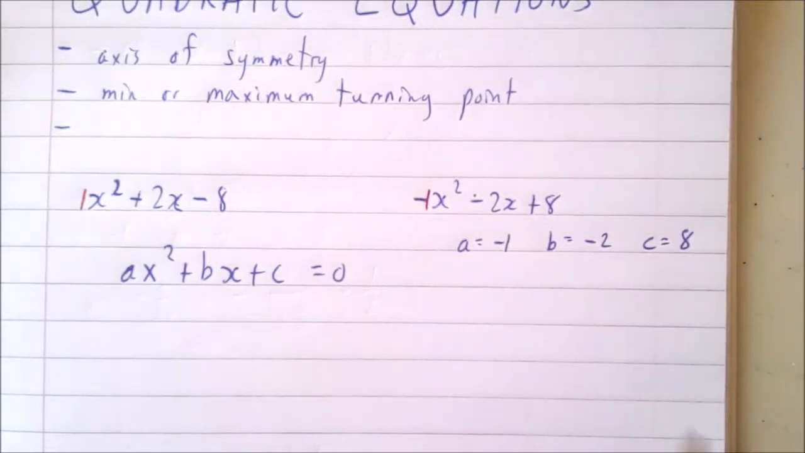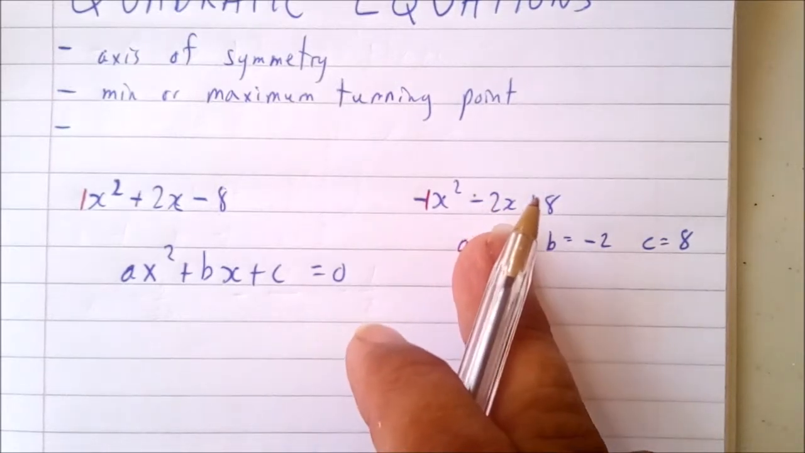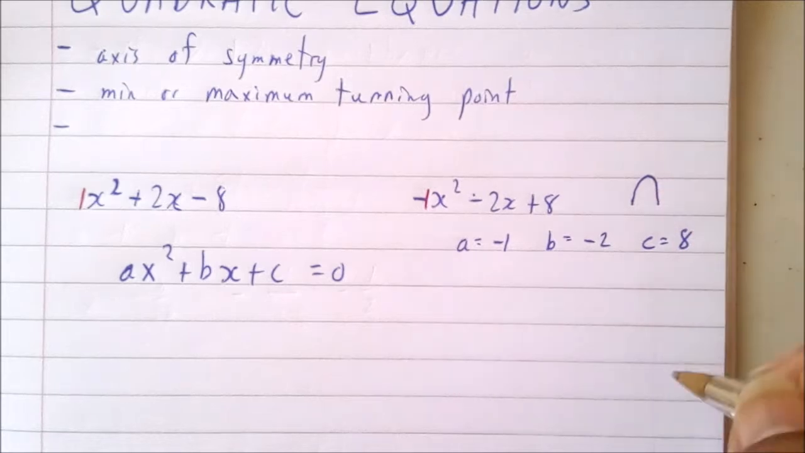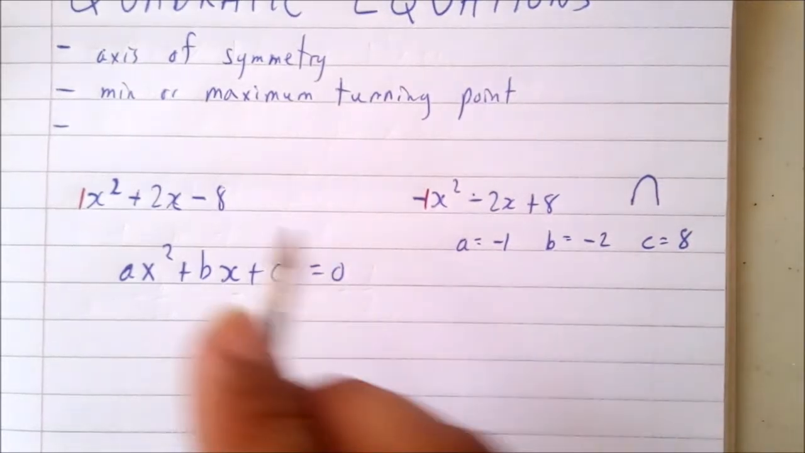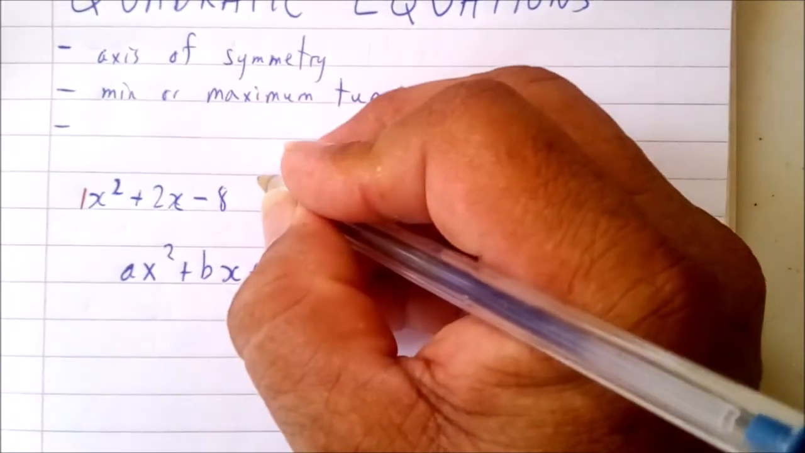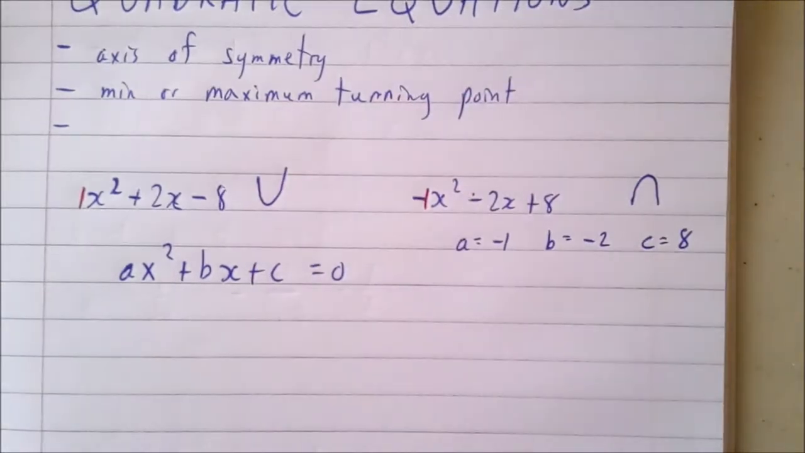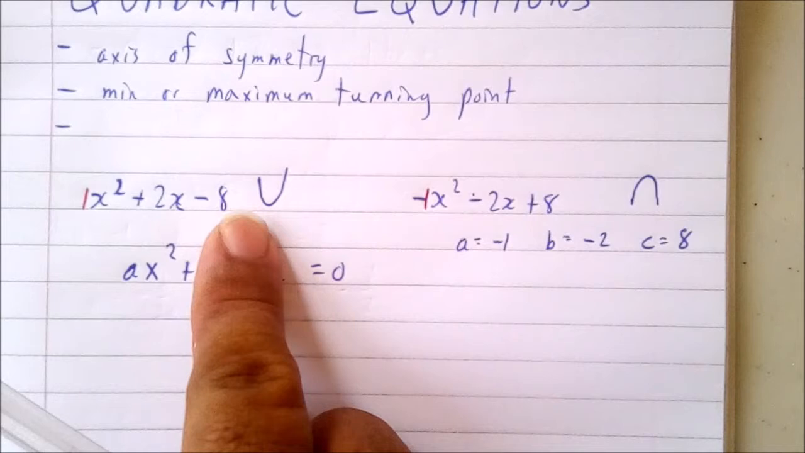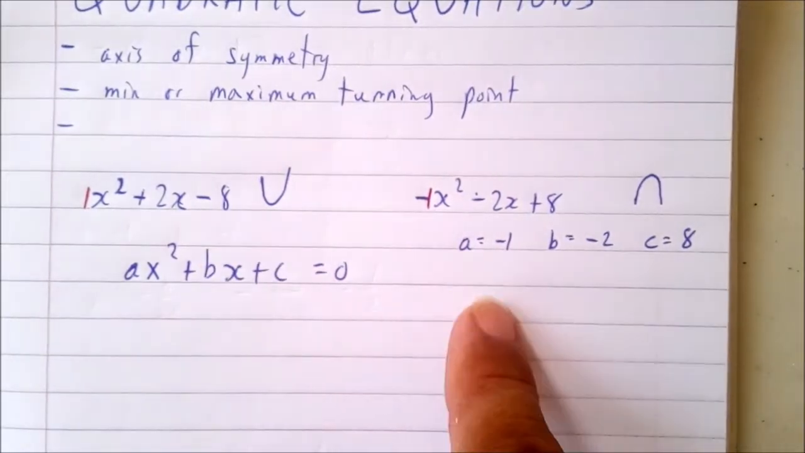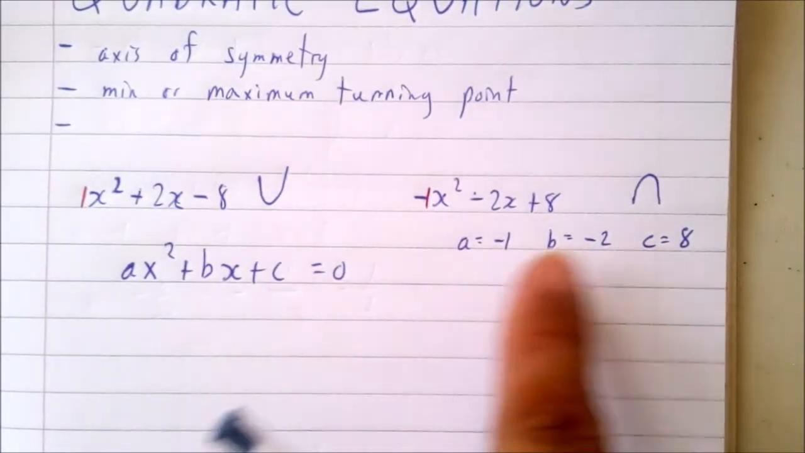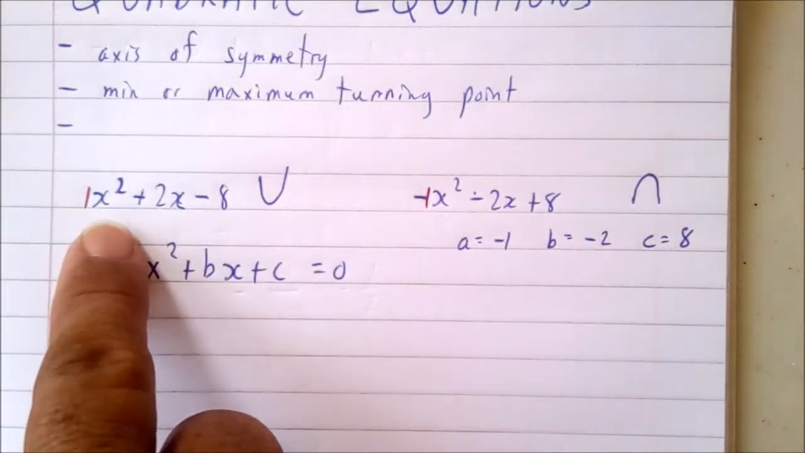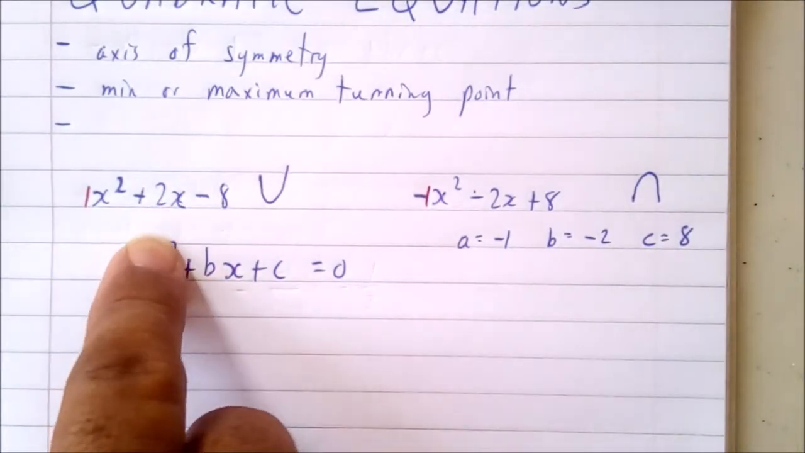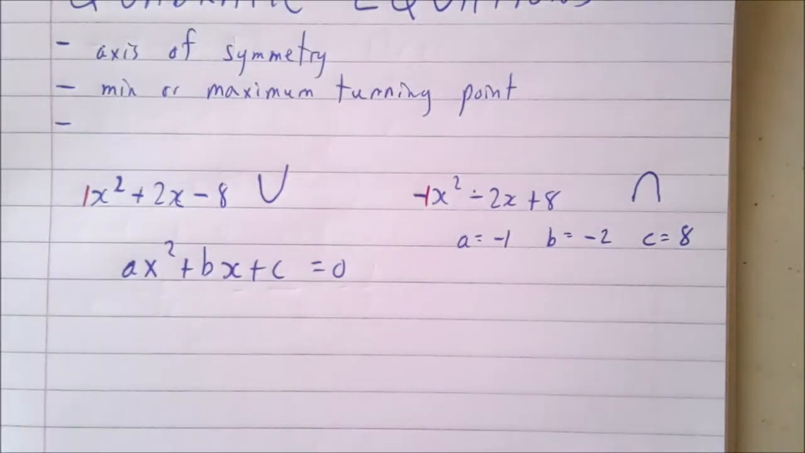All right, now this curve here will be something that will look like this on a graph paper. This one here will look like this. There are key features that you can use to identify if it bends this way or bends this way. So here are the key features. Now remember, these are the values which we have here. And the values for this one here, the a will be positive 1, the b will be positive 2, and the c will be negative 8.